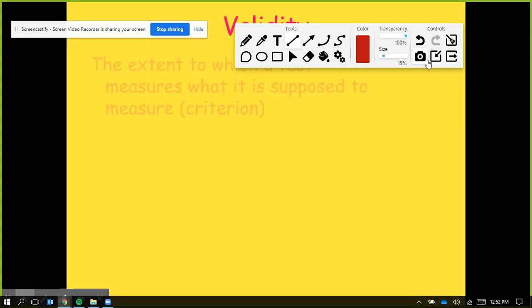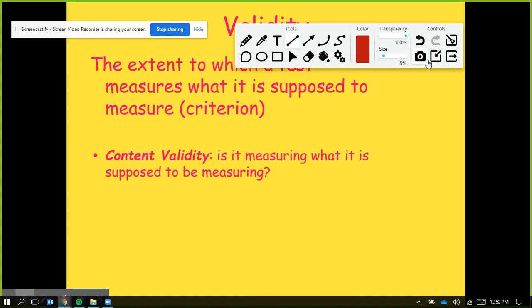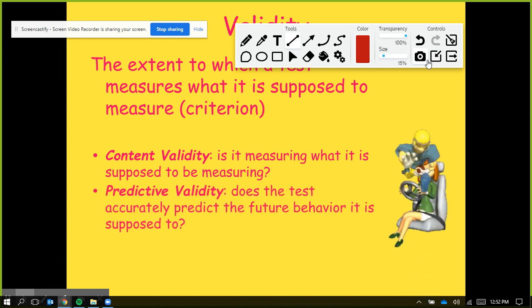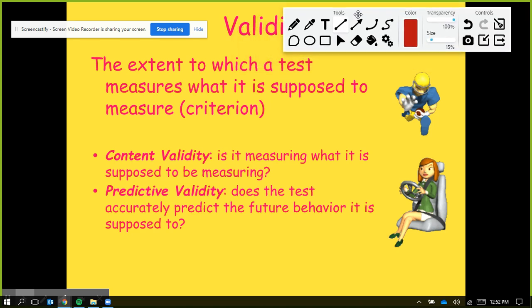All right, last thing with this, validity. Validity is how well a test actually measures what it is supposed to be measuring. There are a couple different types of validity. Content validity, also called criterion validity, is basically: is the content of the test what it's supposed to be testing on?